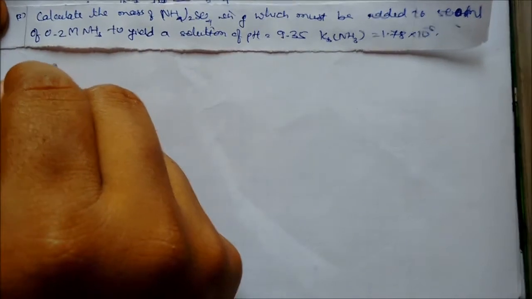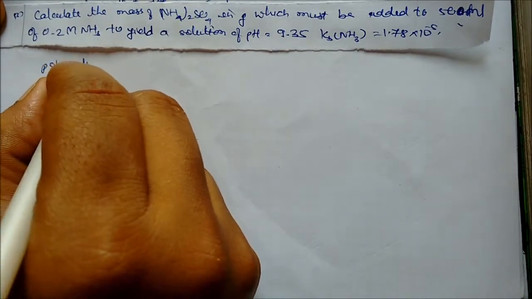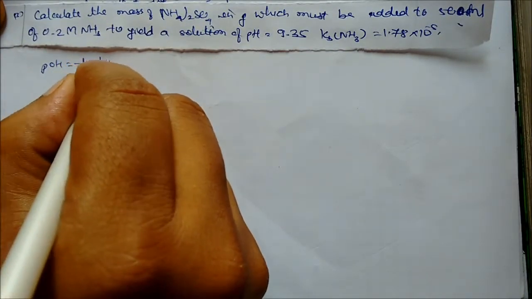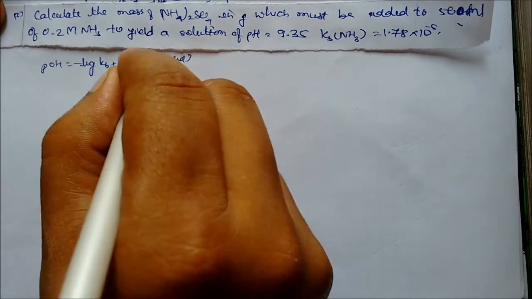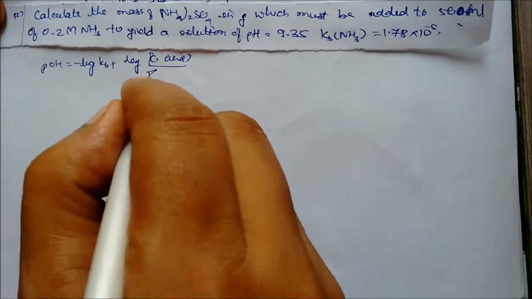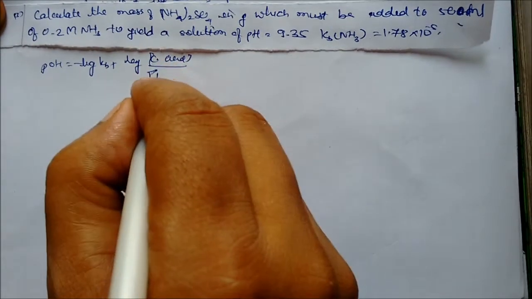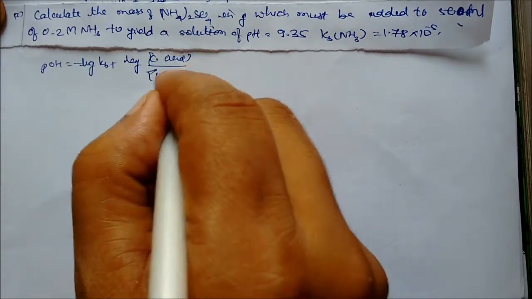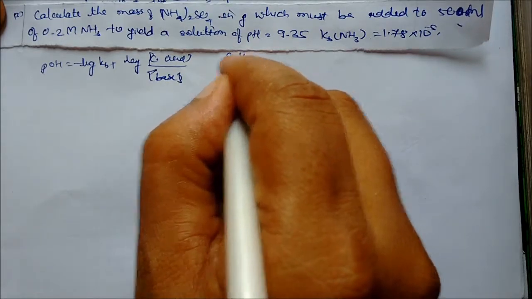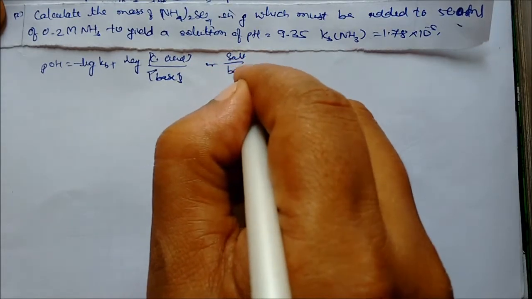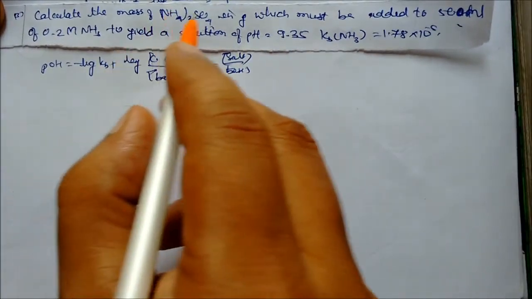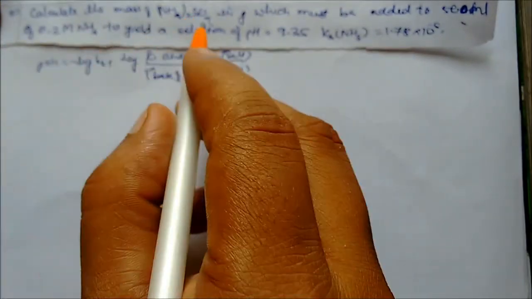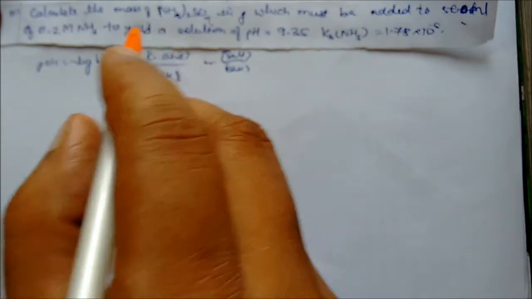So pOH is equal to minus log of Kb plus log of conjugate acid by base, or we can write here salt by base. This is the base, or we can write here conjugate base. You can write here salt by base, so both we can write here. So the upper value will be the salt. First we have to find the salt, which is ammonium sulfate.